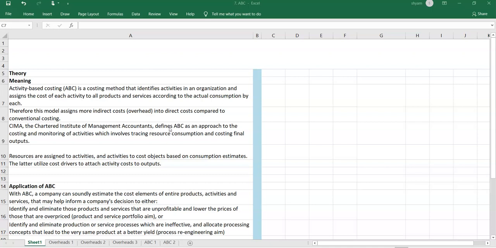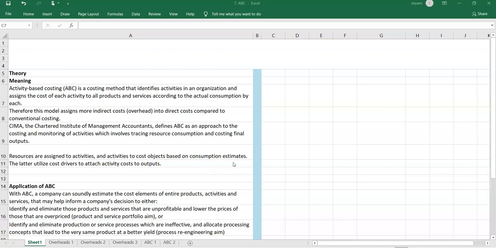CIMA defines ABC as an approach to the costing and monitoring of activities which involve tracing resource consumption and costing final outputs. Resources are assigned to activities and activities to cost objects based on consumption estimates.